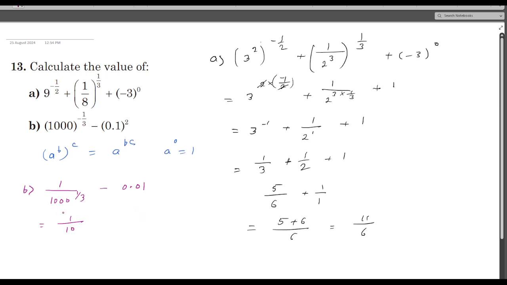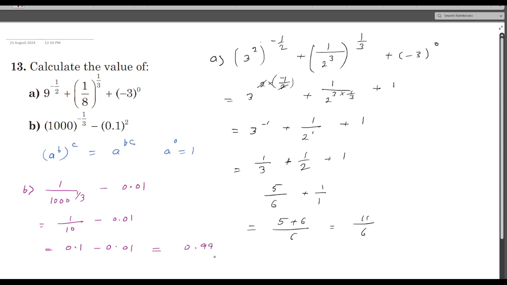Okay, because this 1000 can be written as 10 power 3. So 10 power 3 times 1 upon 3. So 3 into 1 upon 3 gives you 1. This is 1 upon 10 minus 0.01. 1 upon 10 is 0.1. So 0.1 minus 0.01. It will give you 0.99.